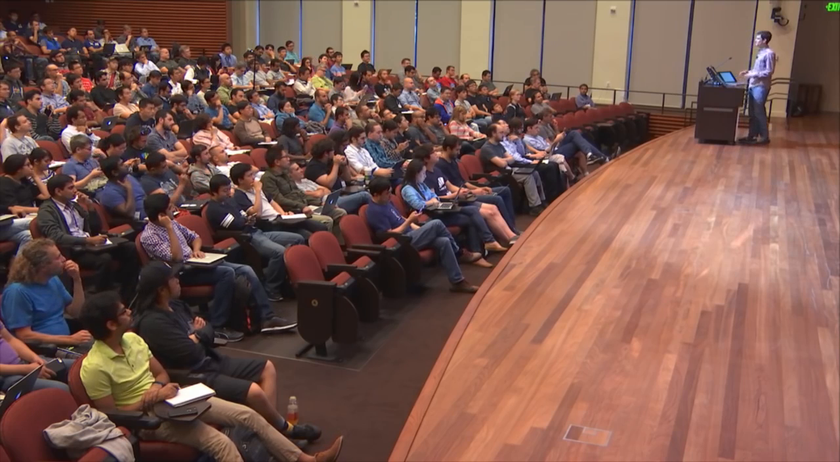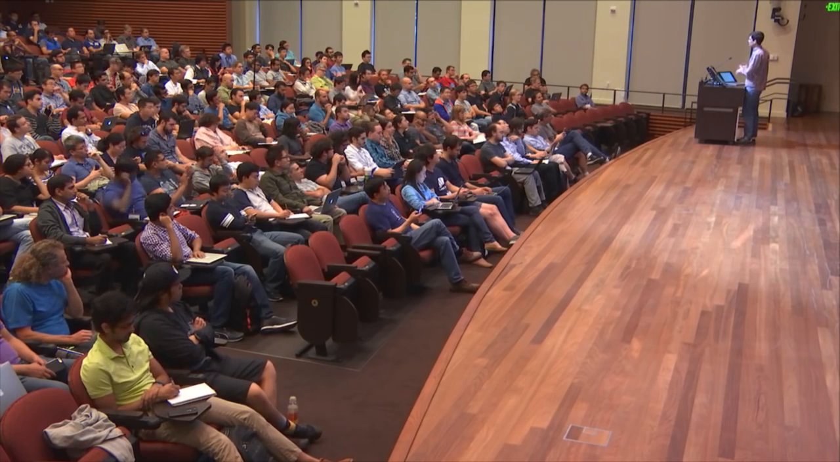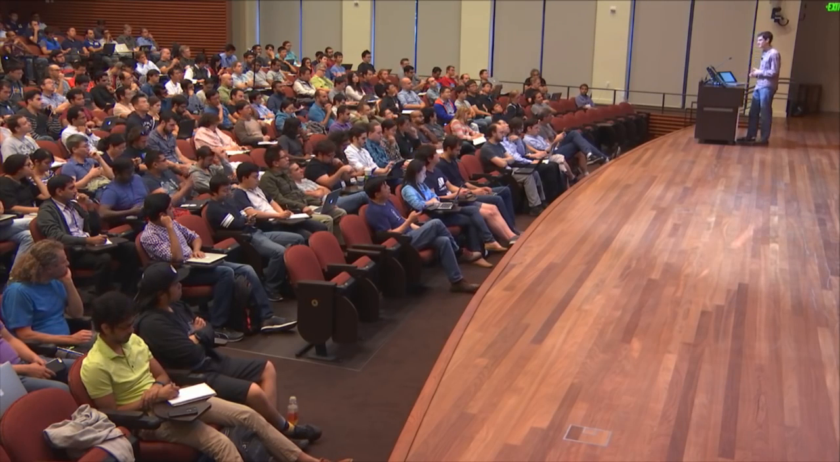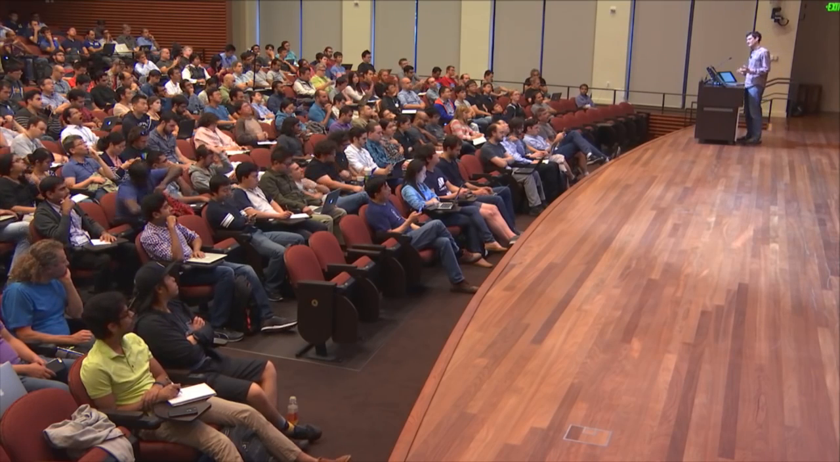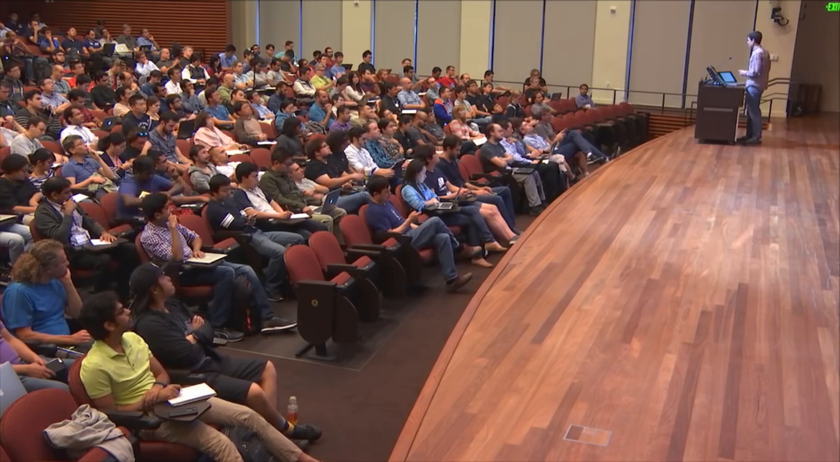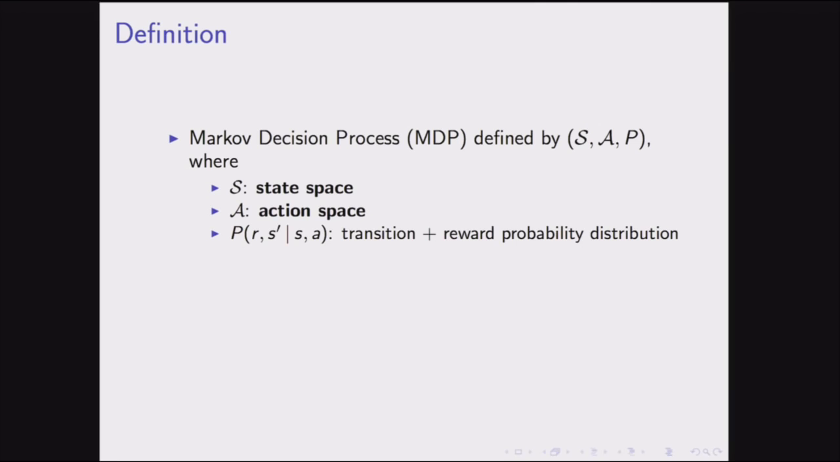Okay, so that's it for the high-level overview part of this. Now I'm going to start getting into the actual formalism and the technical details. Okay, so the basic object in the field of reinforcement learning is the Markov decision process. The Markov decision process is defined by the following components. You have a state space, which is all the different states of the system. The action space, these are all the actions the agent can take. And you have a probability distribution, which determines the probability of the next state and reward.